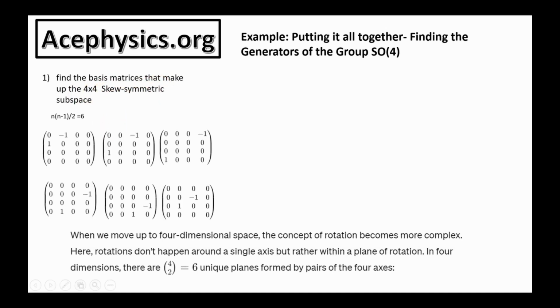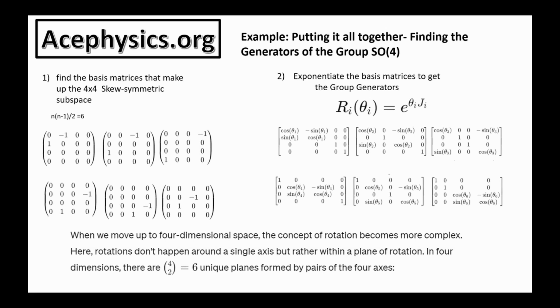Notice that there's 6 of them, and n times n minus 1 over 2, when you plug in n equals 4, equals 6. And now that we have the basis matrices, we multiply them by some rotation angle and exponentiate them. After seeing the example we already did for the 3x3 case, it should be clear to you how this works. When we move up to 4-dimensional space, the concept of rotation becomes more complex. Here, rotations don't happen around a single axis, but rather within a plane of rotation. In 4 dimensions, there are 6 unique planes formed by pairs of the 4 axes.